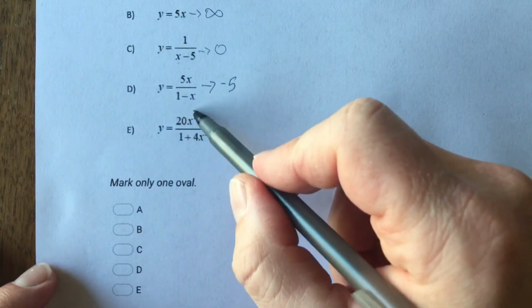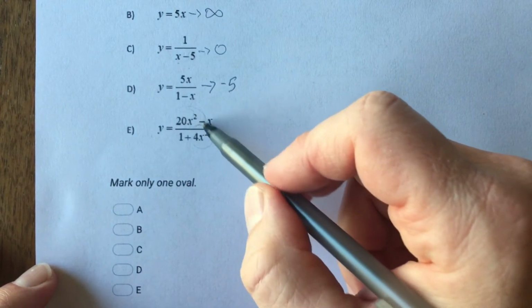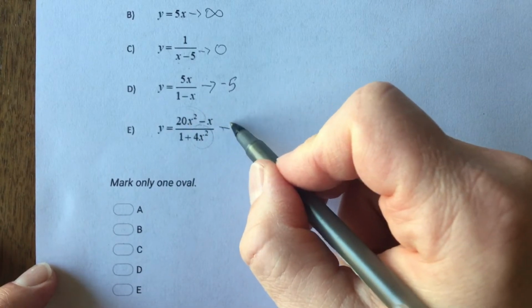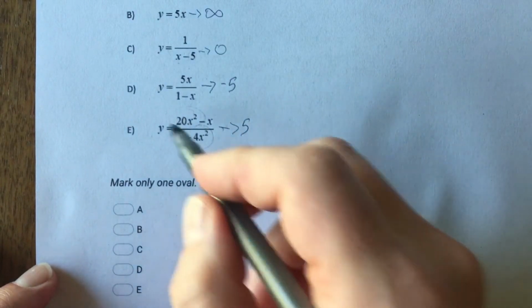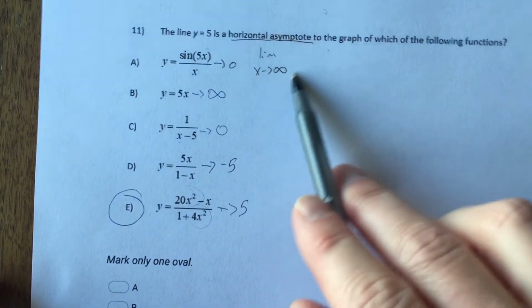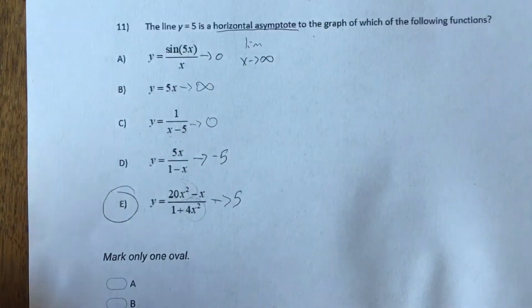This is the one. If we compare 20x squared with 4x squared, those are the ones that are going to dictate what happens here, and over time that's going to go to a value of 5. So E is the one that has a horizontal asymptote. So you had to understand what this was really asking for at first, and then be able to kind of process all of them in that light.